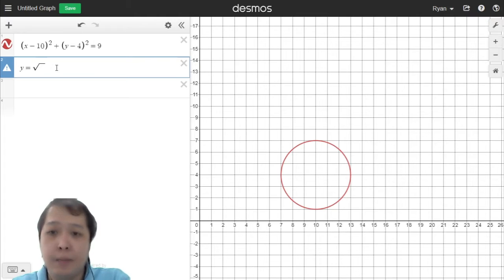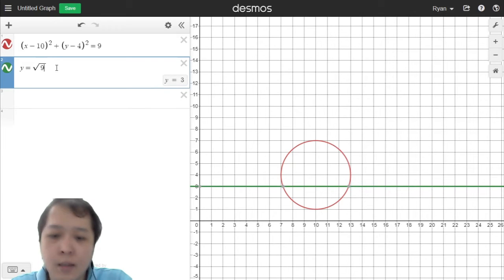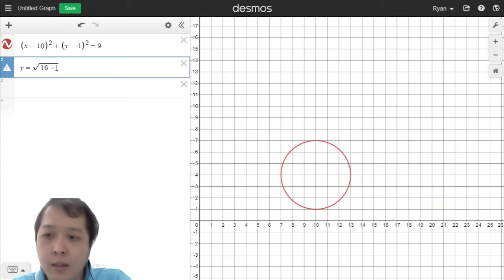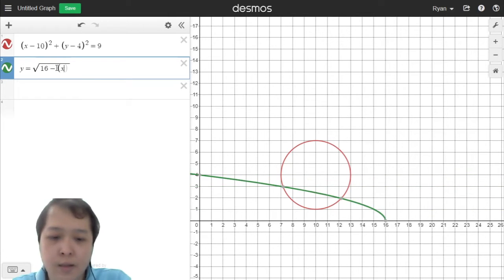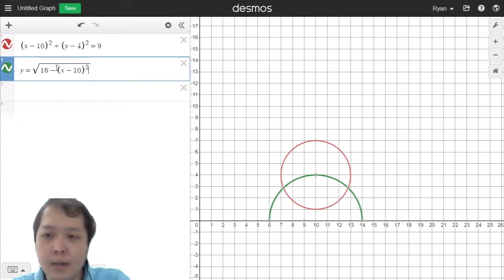Of course, I will skip that details. Just go here, and then let's say 9 or 16, yeah. So the radius is 4, and then minus bracket x minus 10 square. Okay, here we go.